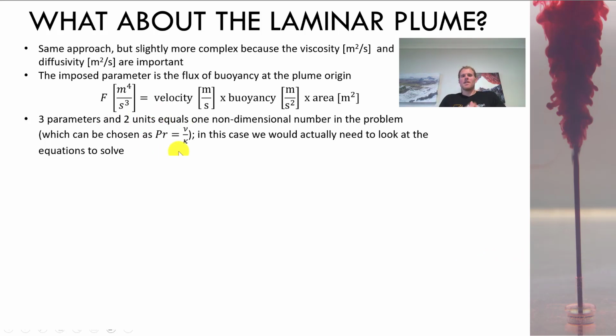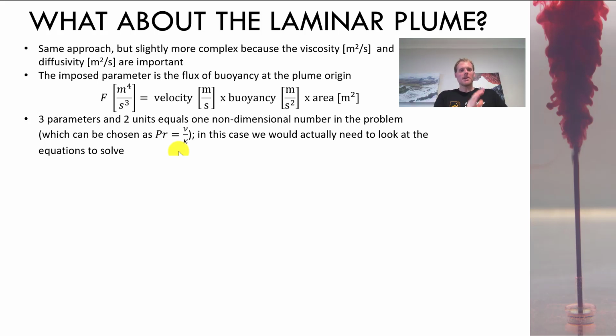But the problem is now, because we've got these non-dimensional numbers in the system, we actually have to go and solve the equations, or at least look at the equations to determine the form of the radius, the velocity, and the buoyancy. So if you just try and do it dimensionally, you'll see there are multiple ways you could form the units correctly because there are these non-dimensional numbers in the system. So you'd have to look at the equations.